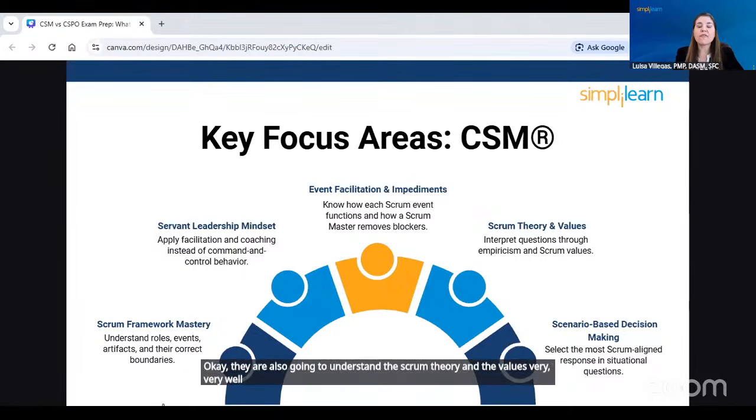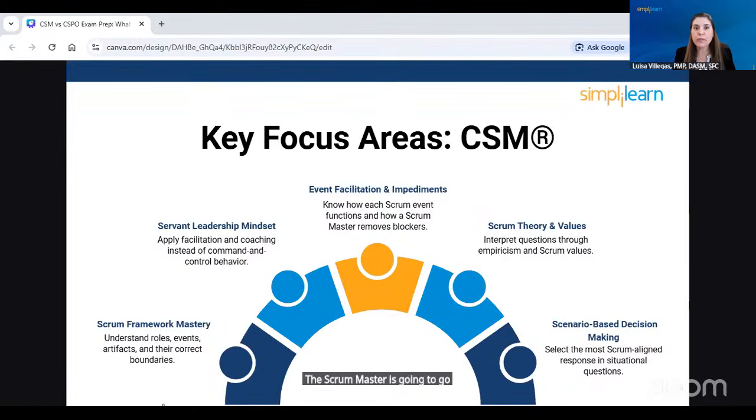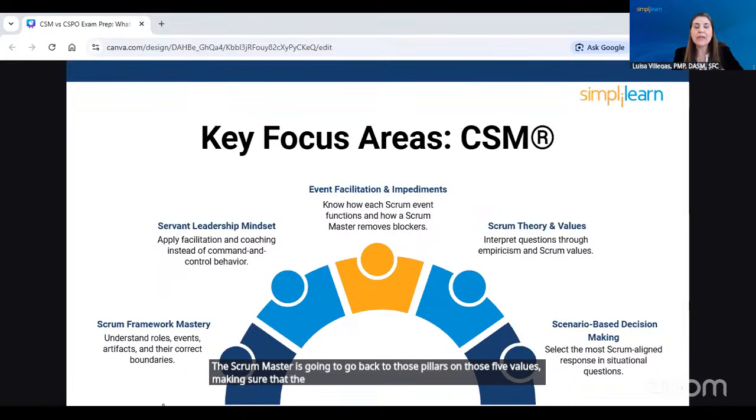Okay? They are also going to understand the Scrum theory and the values very, very well. As we know, we have 3 pillars for Scrum and we also have 5 values. So if there is a situation that feels murky, that they don't know how to approach, the Scrum Master is going to go back to those pillars and those 5 values, making sure that the decision that is made is aligned with the Scrum methodology, right?